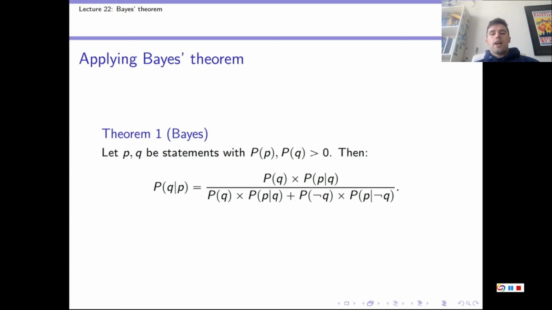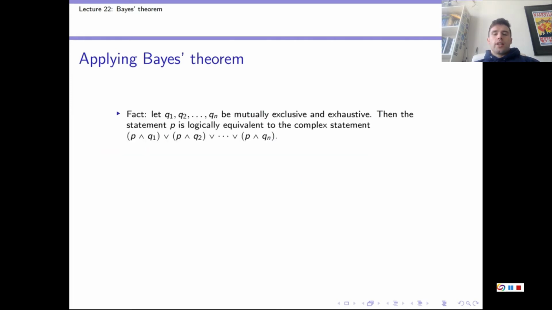However, we can sometimes partition the space of possible outcomes into more than just two events, like Q and not Q. And if that's the case, instead of just Q and not Q, we consider n mutually exclusive and exhaustive statements, Q1, Q2, and so on, all the way up to Qn. Now, it's essential that these are mutually exclusive and exhaustive. That's what I mean by partitioning the space of outcomes here. Exactly one of the Q's is true at any one time.